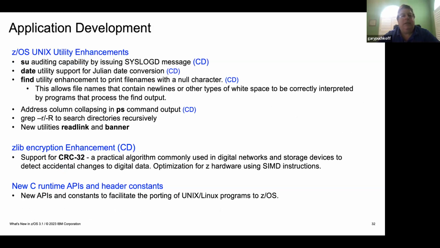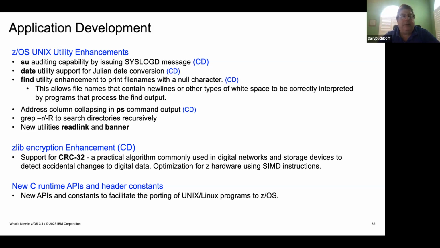We've also made some updates to the Unix utilities. SU has auditing capability, date support for Julian, the find utility handles new null characters. We've also done some work on the PS command, supporting grep recursive, and some new utilities, readlink and banner. For the zlib enhancement, we've added a callable interface to CRC32, which gives you a cyclic redundancy check call, which is optimized using SIMD instructions, so it's faster.